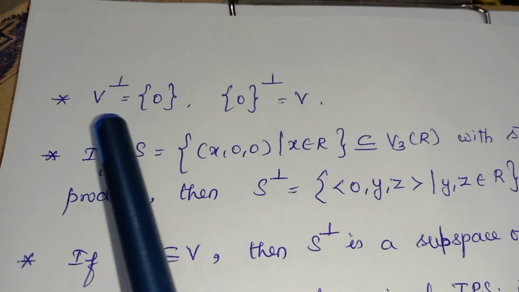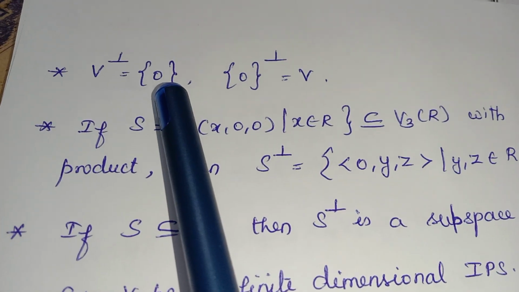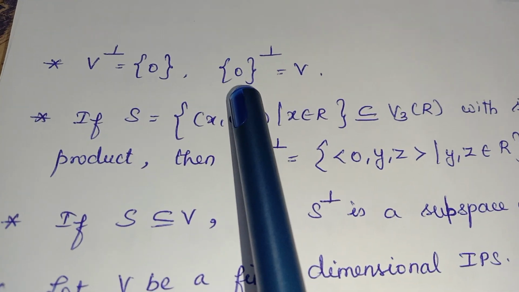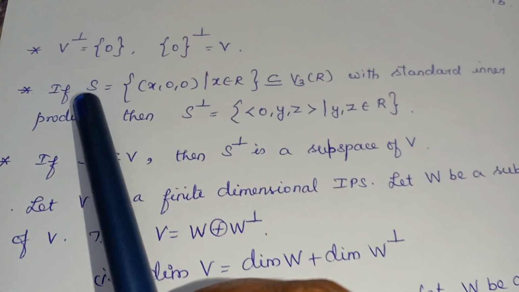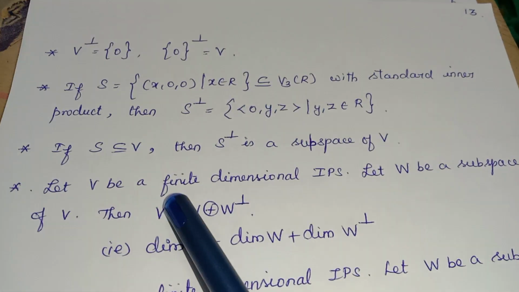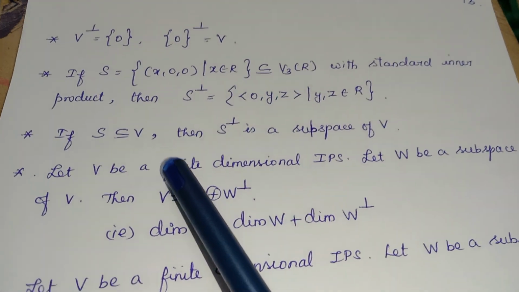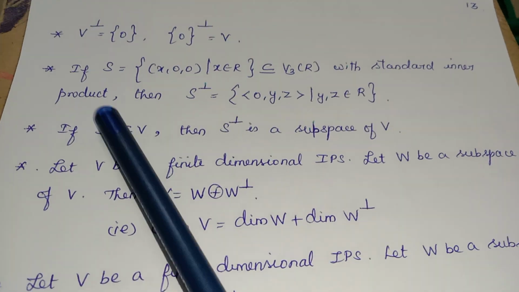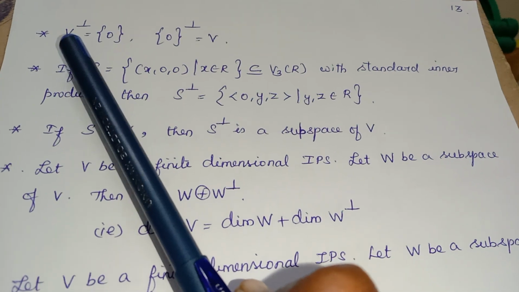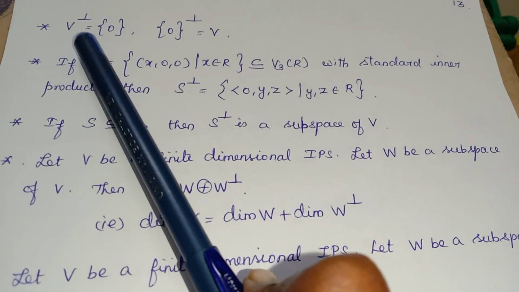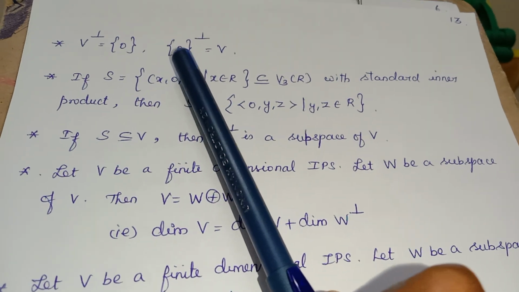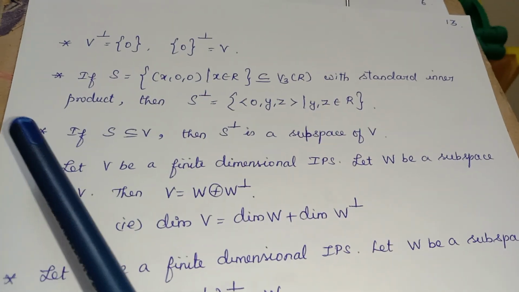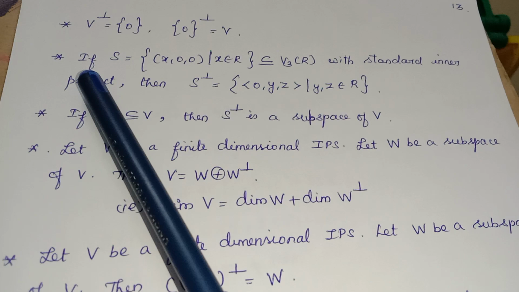Now let's see some of the results. The orthogonal complement of the whole vector space is equal to 0, and the orthogonal complement of the 0 space is equal to V. Because we have already stated one property, that the 0 vector is orthogonal to every vector of V and it is the only vector with that property. So the orthogonal complement of the inner product space is equal to 0, and the orthogonal complement of the 0 space is equal to V, the entire V. Okay, now let's see another problem.